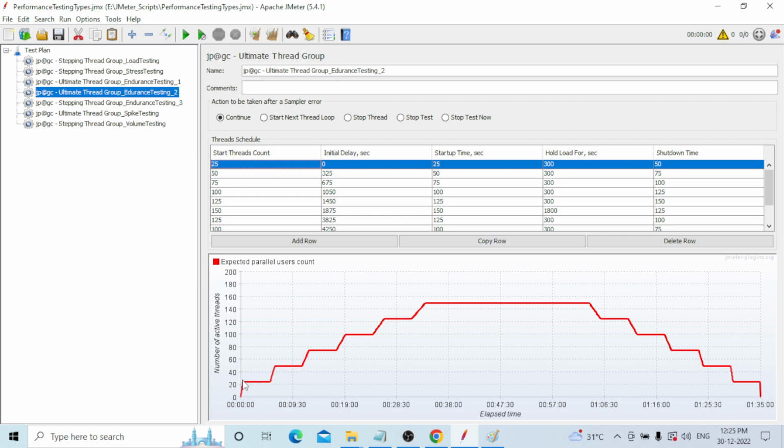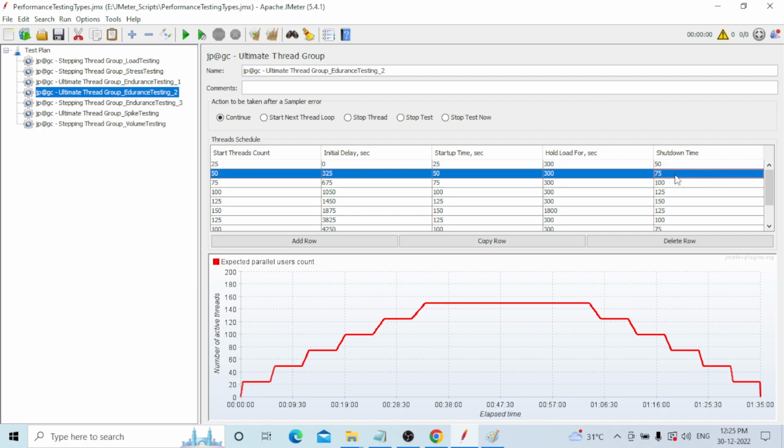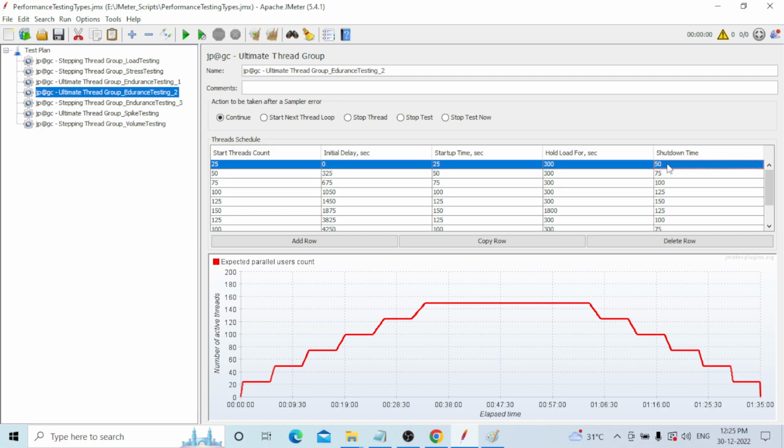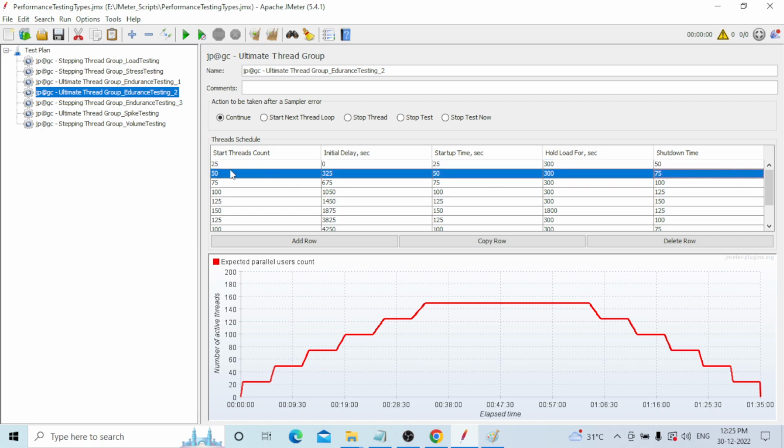Whenever it reaches this point, now moving to 50. The 50 value from before, you need to take and place here as 50. How do you calculate it? Initial delay seconds: the previous initial delay plus startup time plus hold load, 0 plus 25 plus 300, total 325, you can give, and the load is just 300 only.